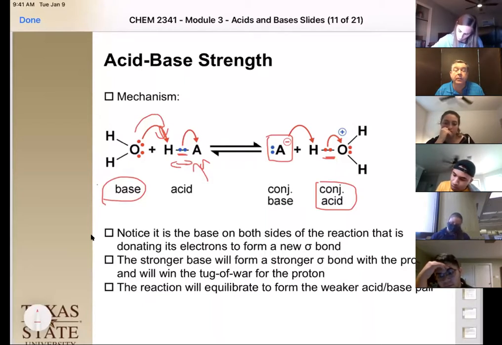The stronger bond is the less polar bond, which means the weaker acid is going to be the one with the stronger bond. So remember, acidity has to do with the polarity of that bond. The less acidic it is, the stronger a sigma bond it has. Therefore, we will always go toward the weaker acid or the weaker base when possible.